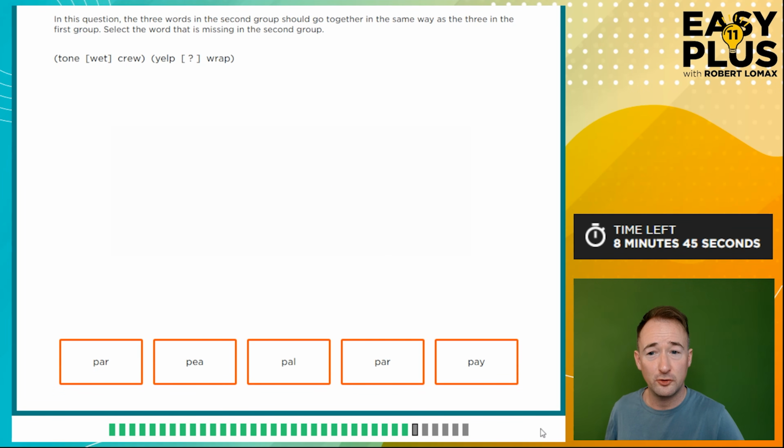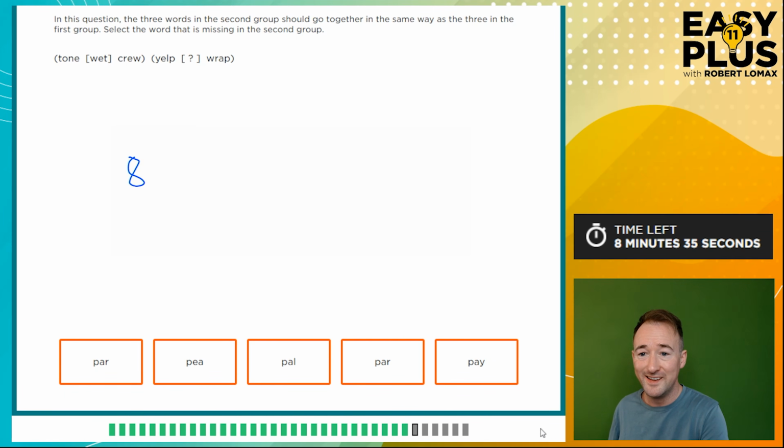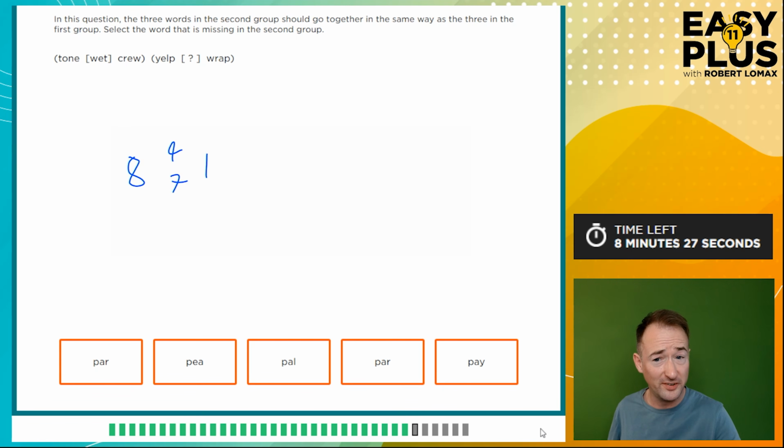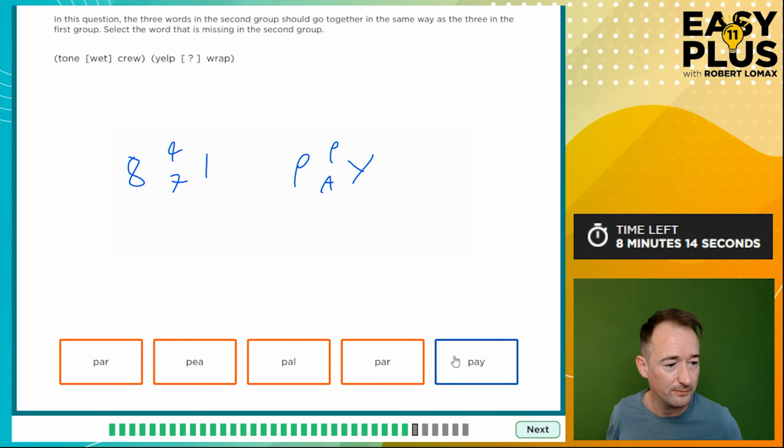Okay, we've got two 4-letter words here, so now we're dealing with 8 places. W comes from place 8, E comes from place 4 or place 7, and T comes from place 1. Looking at the second set of words, place 8 is P, place 4 is P, and place 7 is A, and place 1 is Y. It's going to be pay, isn't it? And that's an option.